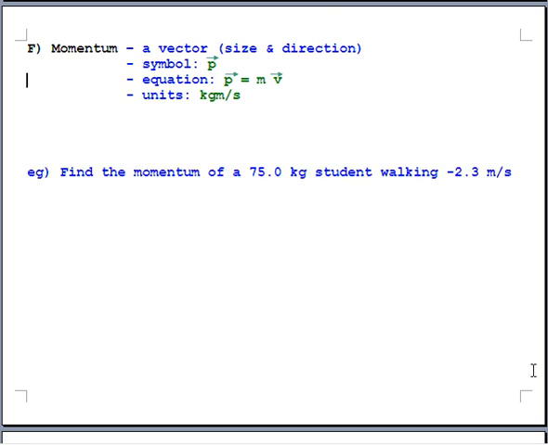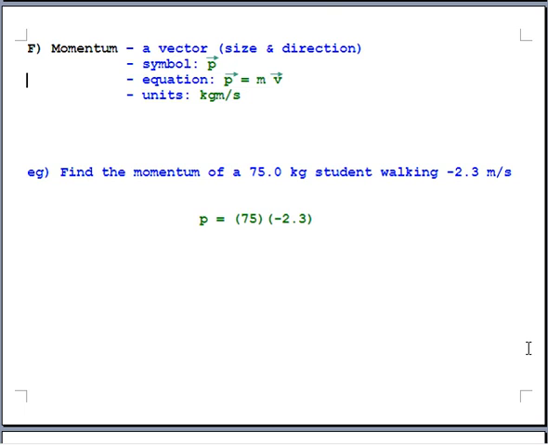So let's try a really easy example here. Find the momentum of a 75 kilogram student walking at negative 2.3 meters per second. That probably just means to the left. I don't know, maybe it's somebody moonwalking down the hallway too. What kind of momentum would they have? Maybe you could imagine if this person bumped into you, you would be experiencing that momentum. And you would maybe have an idea of what that would feel like. Some larger student bumping into you who's fast walking down the hallway.